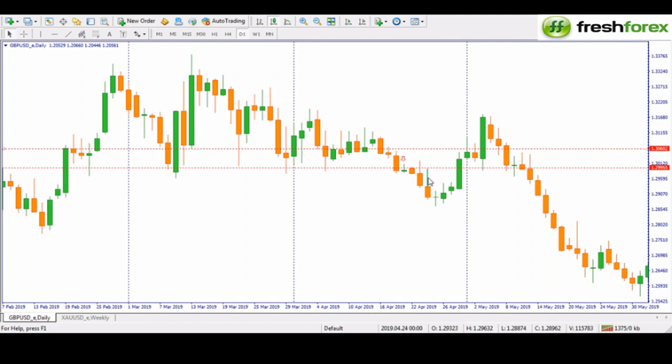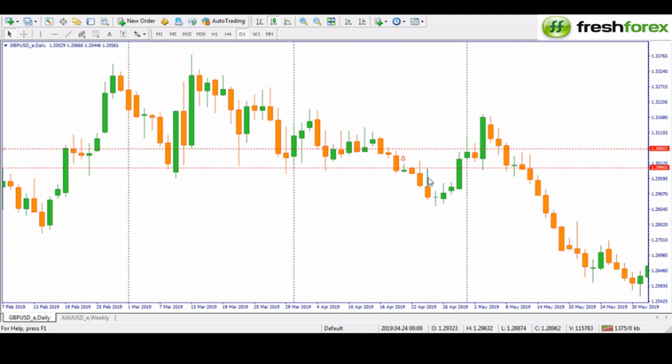Then we continue backwards. It's no good one. I'm not seeing any good one. So even this can be described as an inside bar. This one can be described as an inside bar, but the high of the current candle is higher than the previous. So that's the main reason I'm not calling this an inside bar.